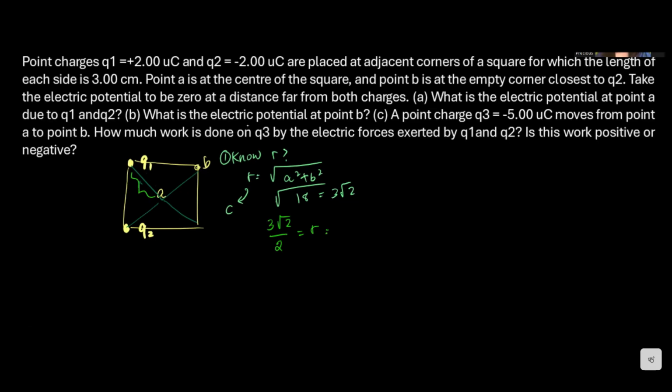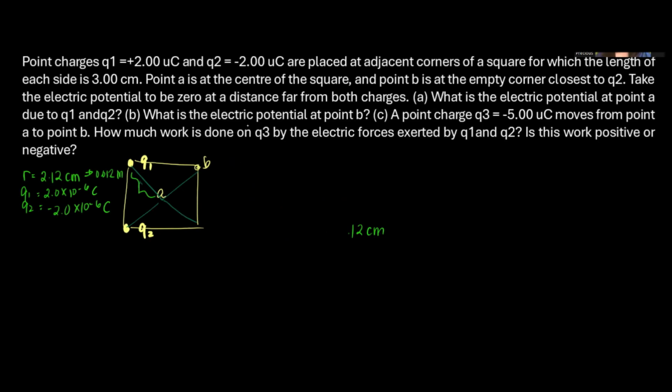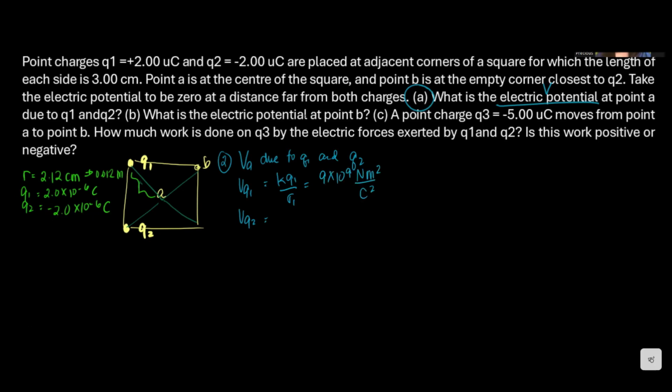Now, as you can see, we're still knowing the R, and R is equal to C, which is C is equal to square root of A squared plus B squared. After which, let's write down things here, such as the conversion. So 2.12 cm is equal to 0.012 m. Now, I will be correcting myself here because point B is apparently the other side, because it must be the empty corner closest to Q2. So you will see it later on.